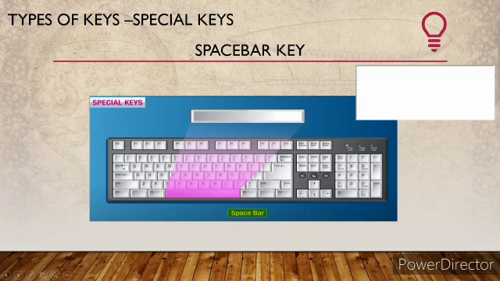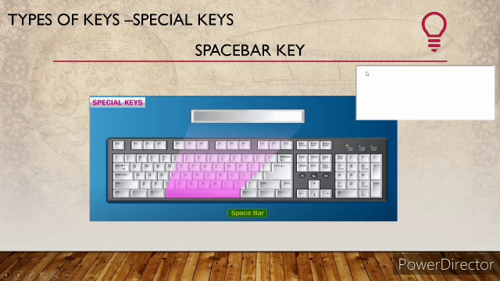The first one is the space bar key. So where is the space bar key? Look at here. So this is the space bar key. This space bar key is the longest key on the keyboard. So what is the use of the space bar key? It is used to give space between words. Now shall we see that?